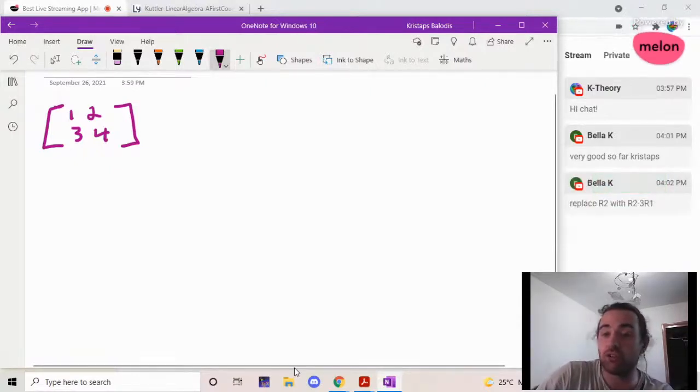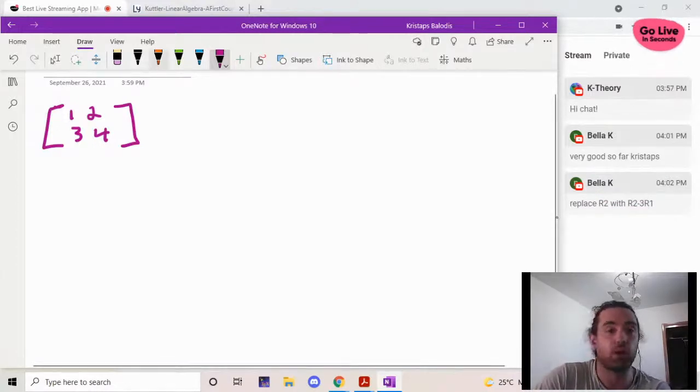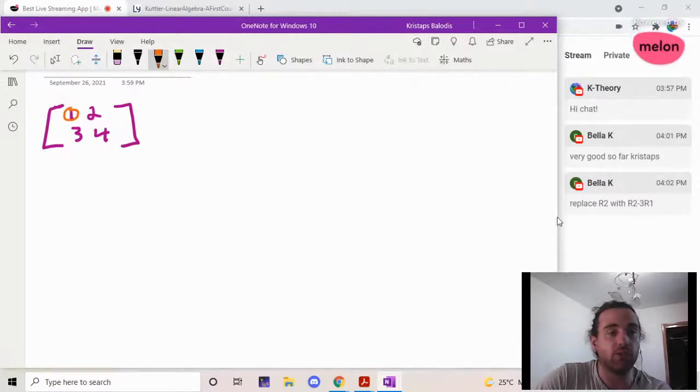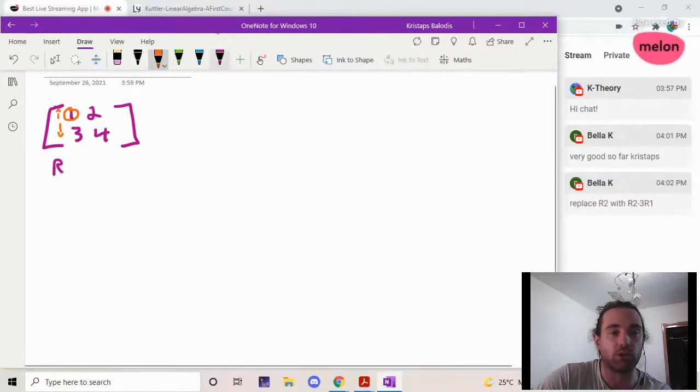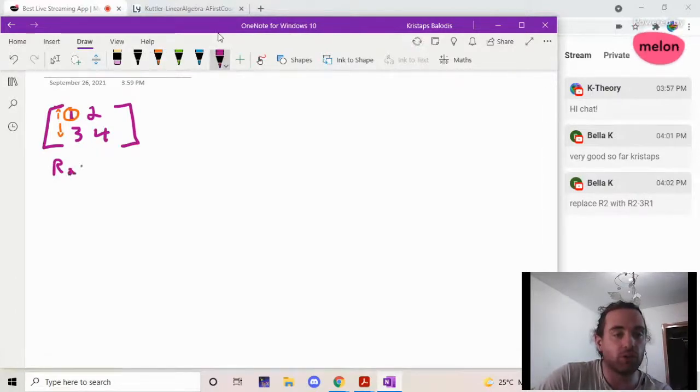So yeah, there's a suggestion: replace row 2 with row 2 minus 3 row 1. Yeah, that's a great idea, because I want leading ones. I've already got a leading one here, so for reduced row echelon form, I need to make sure all the entries above and below my leading one are equal to 0. So I may as well knock out this other entry, and I can do that by going row 2. I should write row 2 becomes row 2 minus 3 row 1.